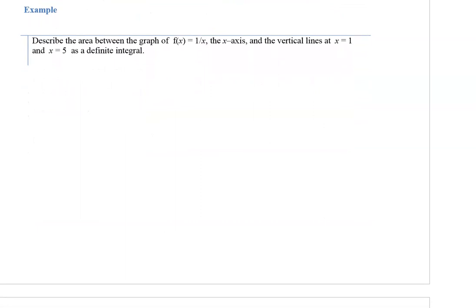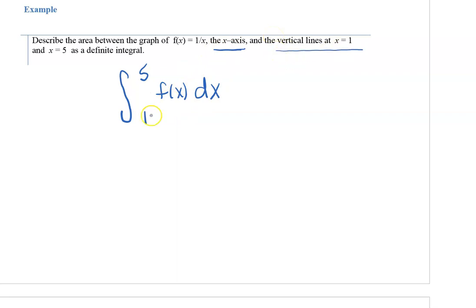Here's another example. Describe the area between the graph of f of x equals 1 over x, the x-axis, and the vertical lines at x equals 1 and 5 as a definite integral. So again, just setting up. Here would be your integral sign, 1 to 5 of the function with respect to x, because that's our variable. It is bounded by the x-axis. That's why we just do the f of x, and we'll talk about that again in future sections. The vertical lines, 1 and 5, are our upper and lower boundaries on this definite integral. And to make it more specific, we could say the integral from 1 to 5 of 1 over x dx.